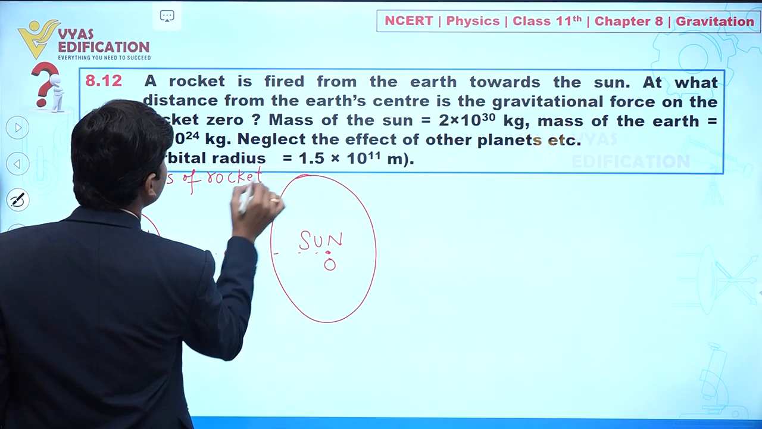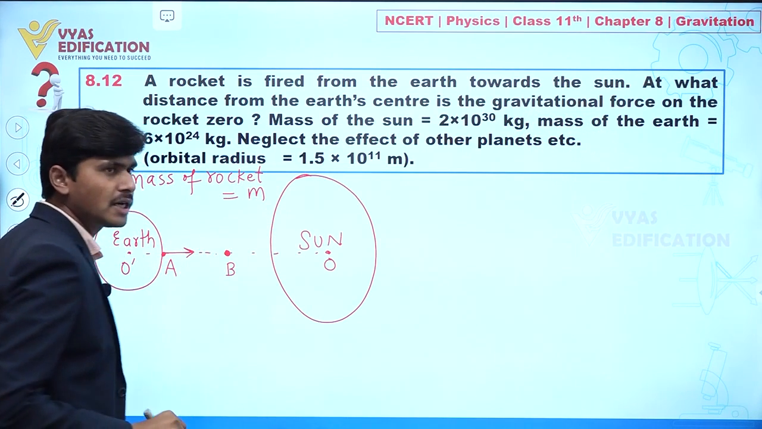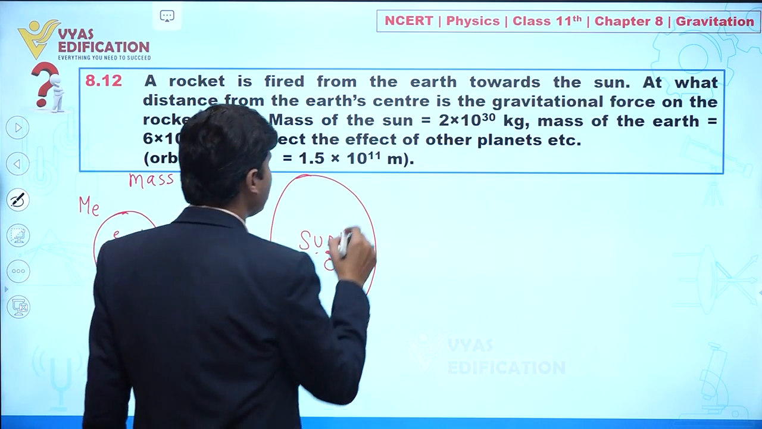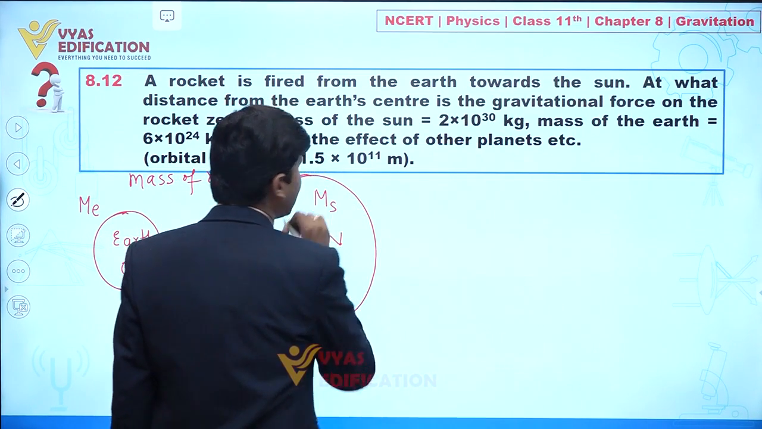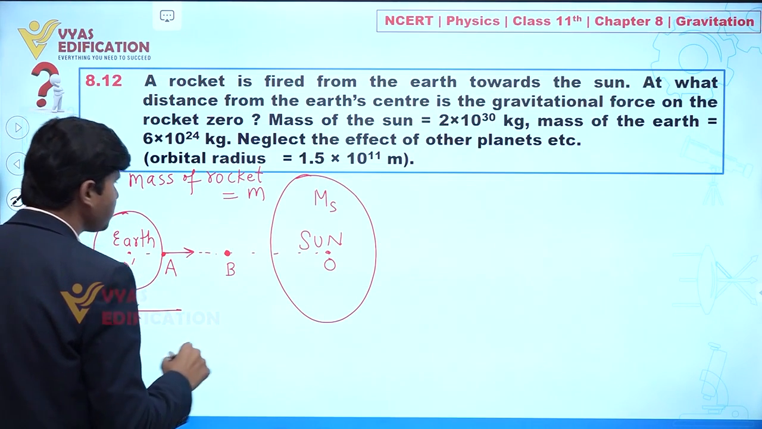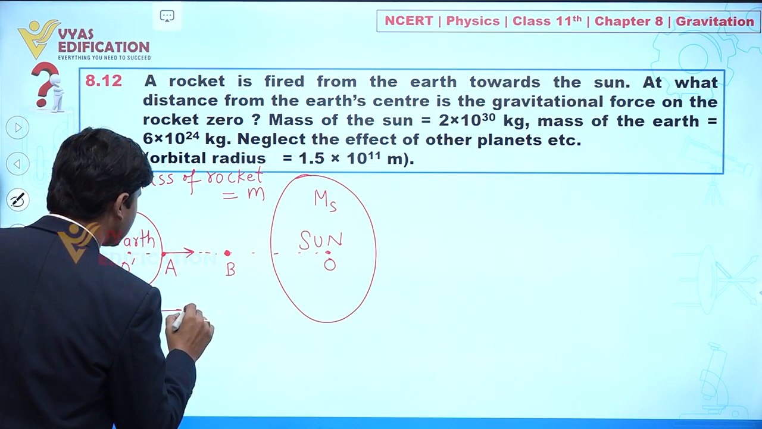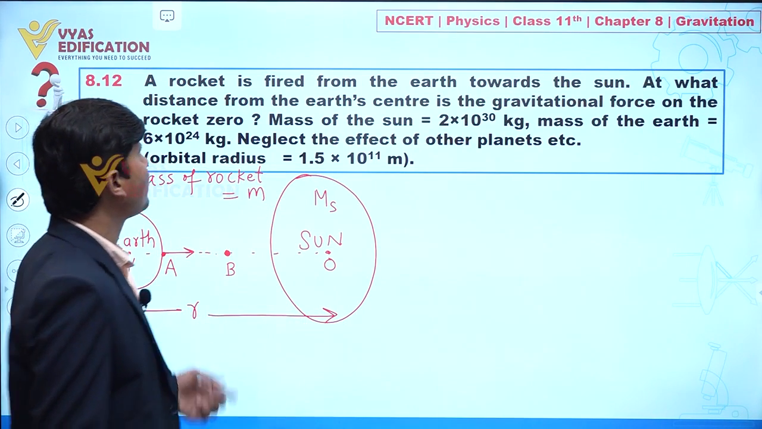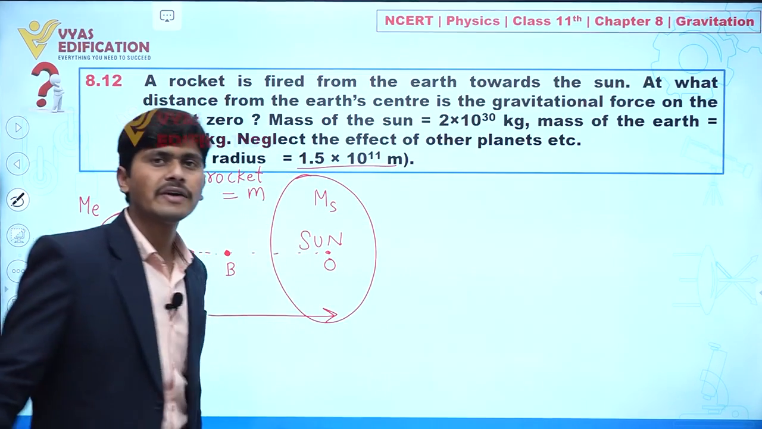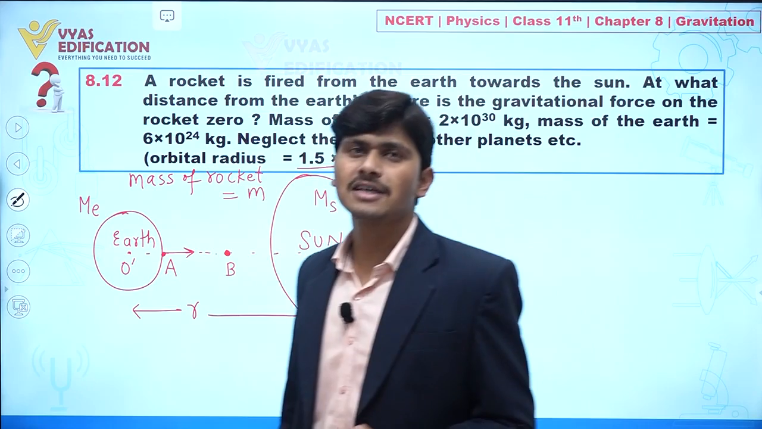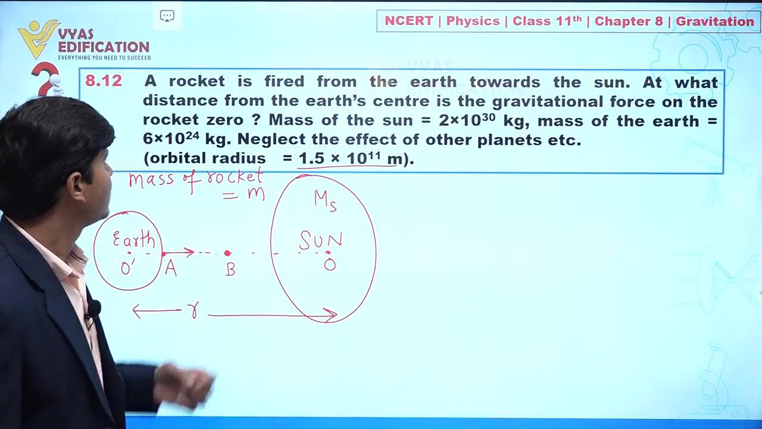So the mass of the rocket I am taking as small m. I am taking the mass of the earth as me. And the mass of the sun I am taking as ms. Now suppose the distance between center to center is given by r. This value of r is given to you as 1.5 into 10 to the power 11 meter. We know the distance between earth and sun is this much.